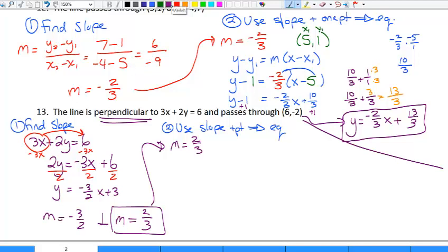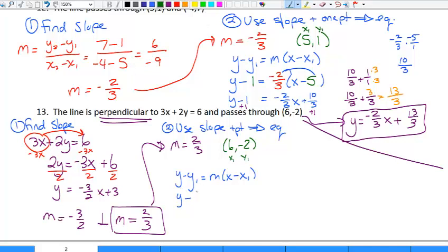I have the point that we haven't used yet. That's going to be my x1, y1. And then the formula says y minus y1 equals m parentheses x minus x1. Now this step 2 is the same as the step 2 in number 12. It's exactly the same. You have the same information. You have an x1, y1. You have a slope. Now you have to just plug it in.